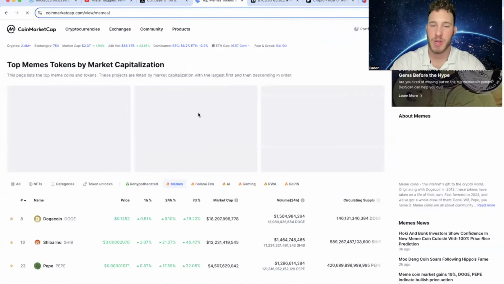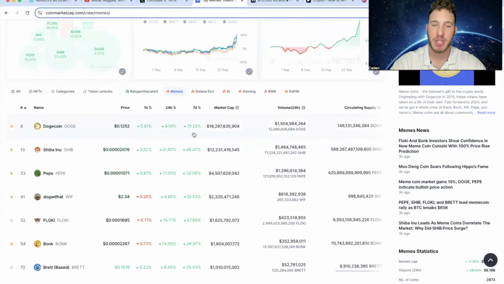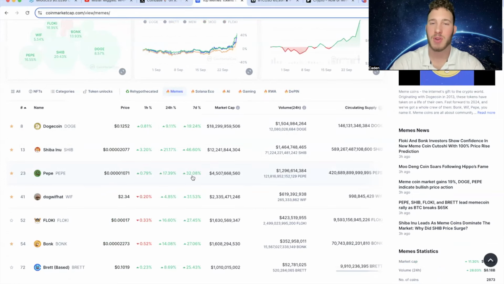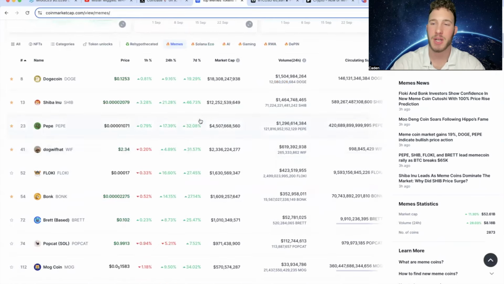Look at meme coins right now. Dogecoin is up 19%, SHIB is up 46%, Pepe is up 32%. And these are the high caps. A lot of the mid caps right now are going parabolic. And this right here shows you where all of the liquidity is going. It's not going into utilities, it's going into meme coins. I'm not saying there aren't some utility coins that are pumping, but this right here should tell you everything you need to know for the bull run.